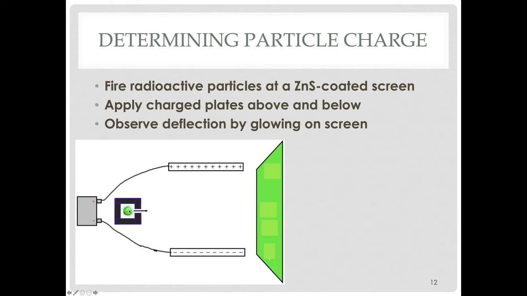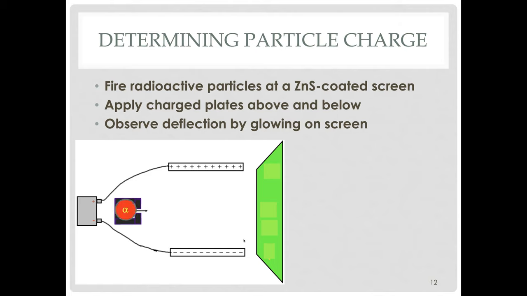Now, if the particle has a negative charge, it'll be attracted to the positive electrode. Sorry, if it has a positive charge, it'll be attracted to the negative electrode. And if it has no charge, it won't be attracted to either electrode. So seeing where it glows on the screen will tell you what charge it has. And seeing how far it gets pulled towards the screen will give you an idea of how heavy the particle is. The heavier it is, the less it's going to be pulled towards either charge. The more it gets pulled, the lighter it is.